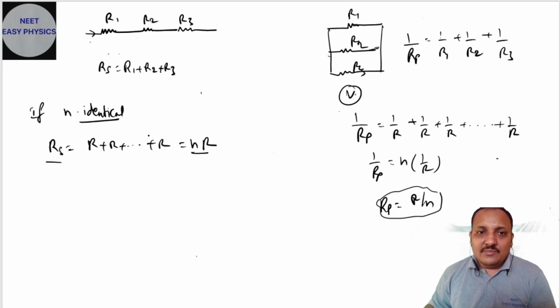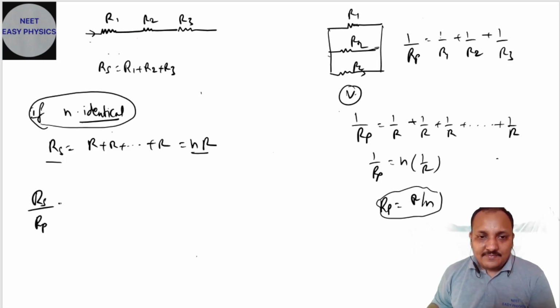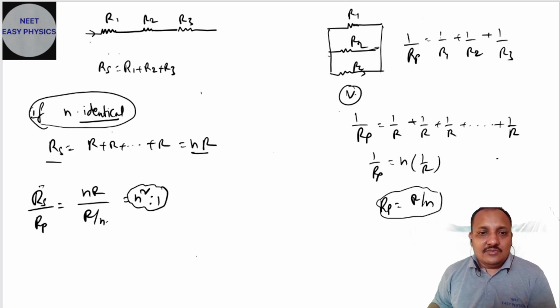So you have to remember, in case of capacitors, it is going to be different, isn't it? So that one please remember. Now Rs by Rp means nR by R by n. That is going to be n square is to 1. So you have to remember like this.